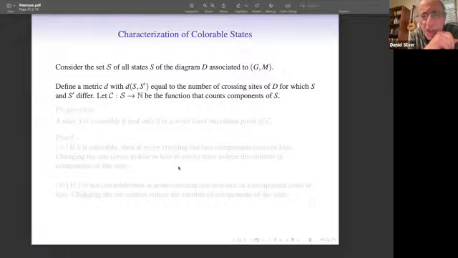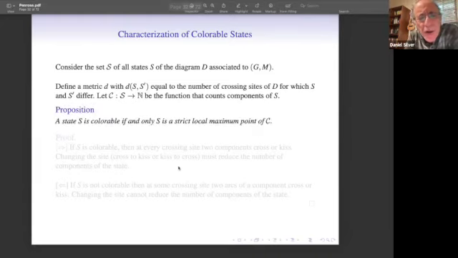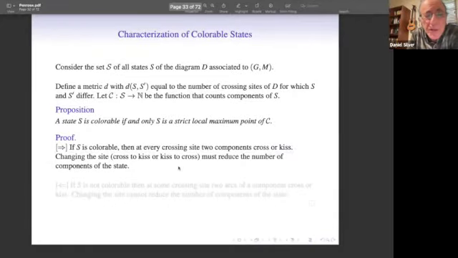Also, let C be a function which just tells you the number of components of the state you're looking at. So I'll call that C, capital C. And here's a surprising proposition. A state is colorable if and only if this state is a strict local maximum point of this coloring count. The proof of this is also very pleasant. If S is colorable, then at every crossing site, two components cross or kiss. If you change the site, cross to a kiss or kiss to a cross, you've got to reduce the number of components of the state. All right, so you were at a strict local maximum.